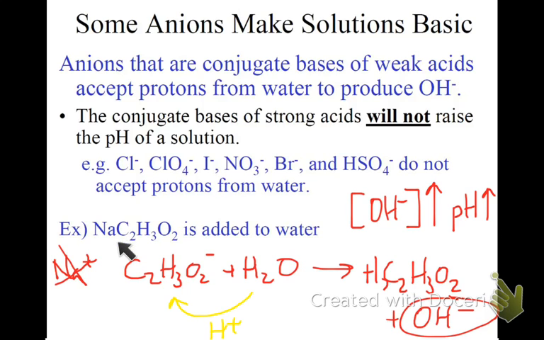So the sodium acetate creates that acetate ion. That acetate ion is the conjugate of a weak acid, so it will hydrolyze water, turning water into OH minus and itself into hydrogen acetate, but that OH minus concentration will increase and pH will also increase. So anions that are conjugates of weak acids cause the solution to become basic. Cations make it acidic, anions make it basic.